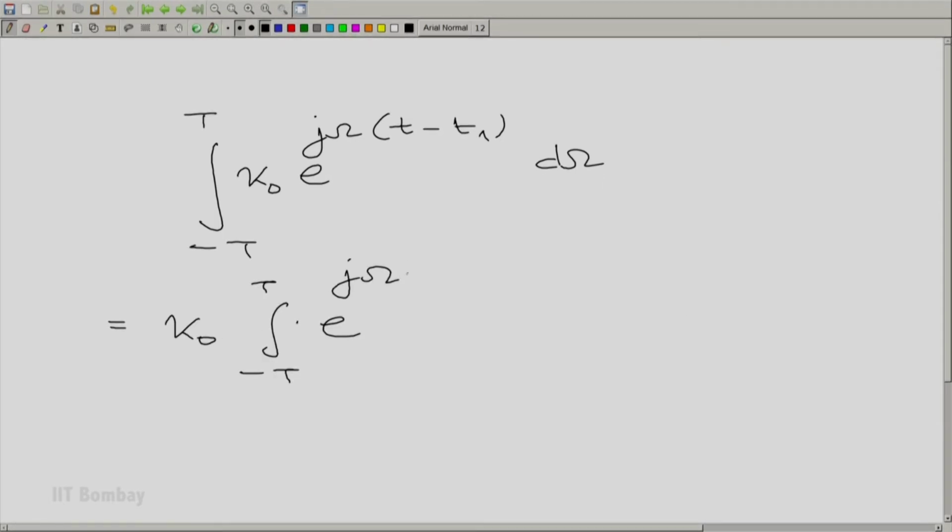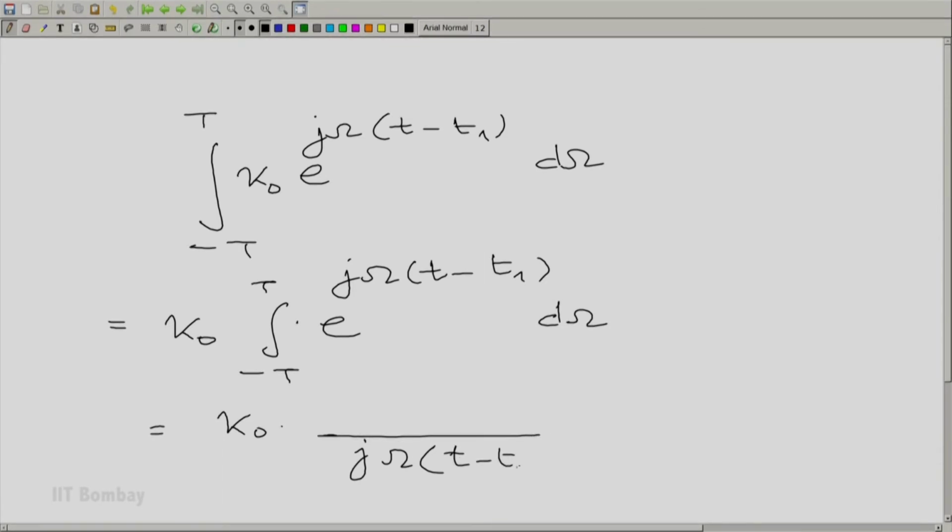Now, this integral is not at all difficult to evaluate. In fact, we can do it right away. This simply becomes kappa 0 divided by j (t minus t1), since you are evaluating as a function of omega, so omega is removed, and you have e raised to the power j omega (t minus t1) from minus T to plus T.